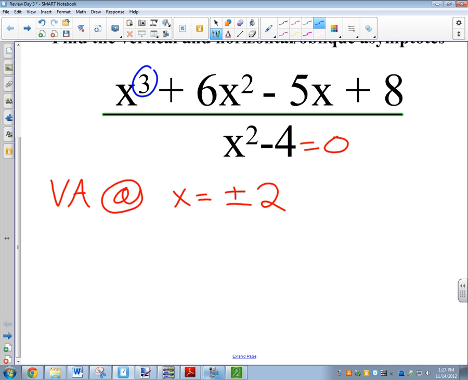So then, Shante, what's my degree on bottom? 2. So it's 3 on top, 2 on bottom. My numerator is greater than my denominator by 1. That means I have an oblique asymptote. That means I need to divide. Can I do synthetic division here? No, I'm going to have to do long.